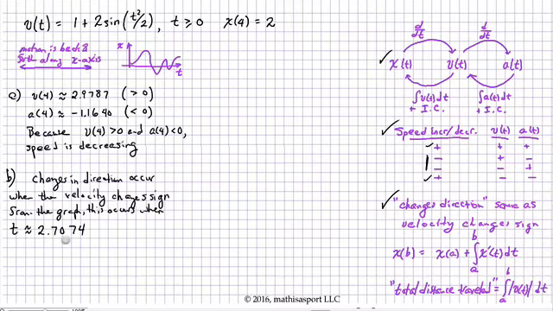So again, the velocity changes sign at approximately 2.7074. Notice that because no units are given in the question, I don't need to include units in my response. Let's try part C.